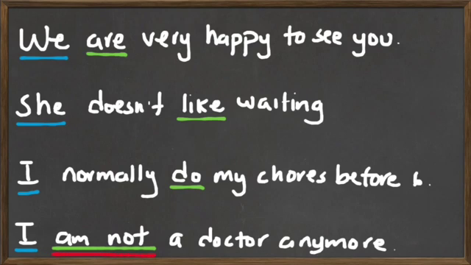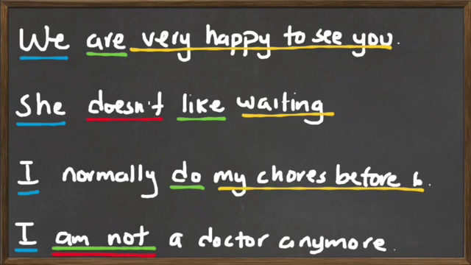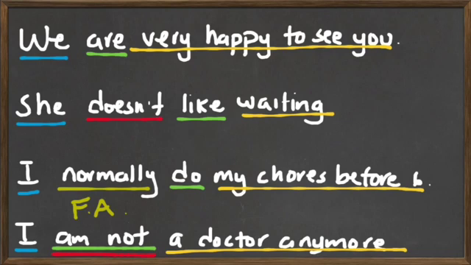So I'm going to label it this way. Do we have auxiliaries here? Yes, in the second one we have doesn't, which is negative, doesn't for she. And I just mentioned the fourth one: I am not a doctor. Let's see, do we have a complement? Yes, we do. Very happy to see you, that's our complement. Waiting, that's our complement. My chores before 6, that's a complement. And a doctor anymore is another complement. And here let's label our frequency adverb in a different way. Frequency adverb. Okay, let's move on to the next one.